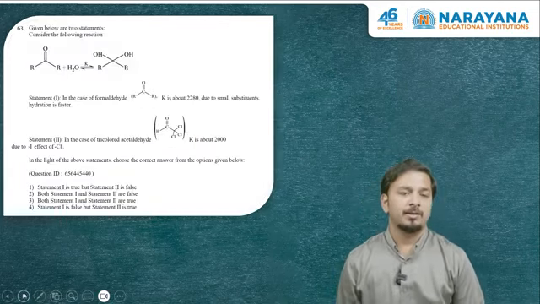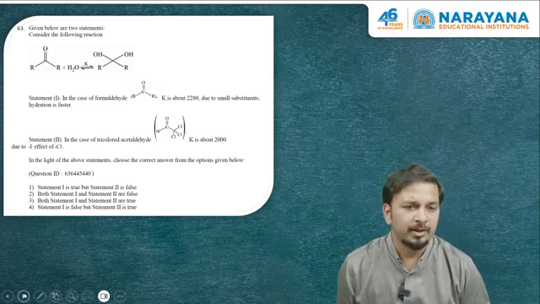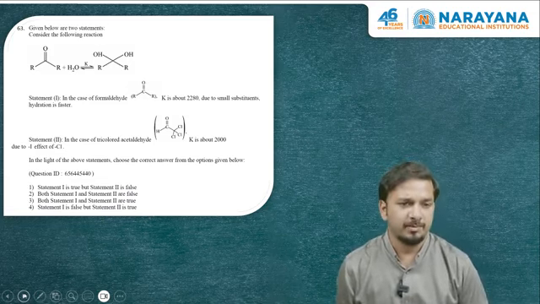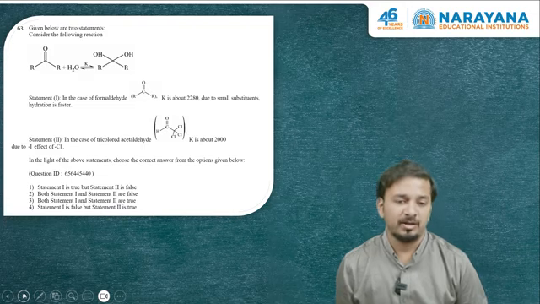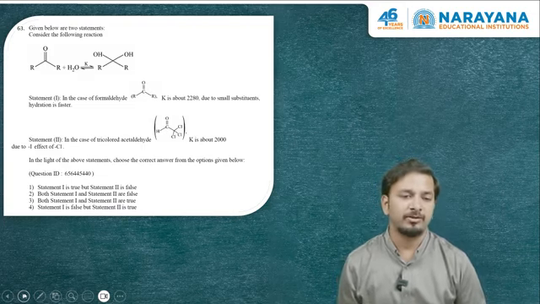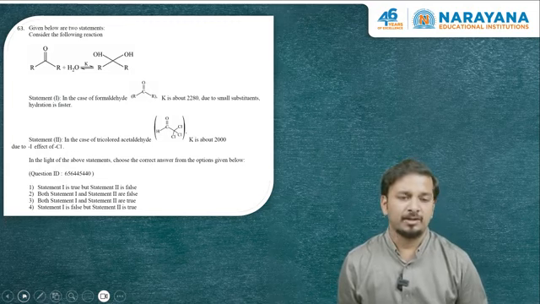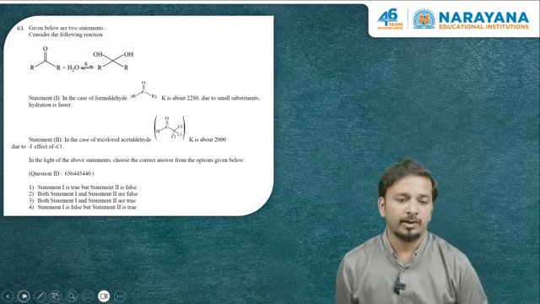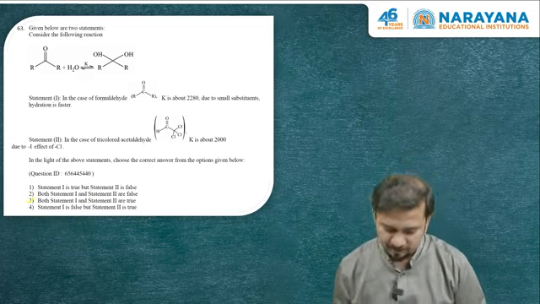Moving to next question. They have given two statements again. Consider the following reaction. Ketone plus H2O is given. Statement 1 is, in the case of formaldehyde, K is about 2280. Due to small substituents, hydration is faster. This statement is absolutely correct because of a small size, less hindrance, rate will be more. Statement 2, in case of trichloro aldehyde, K is about 2000 due to minus I effect of Cl. That is also correct. Cl is electron withdrawing group, because of that the reactivity will increase. So, both statements are correct. So, correct answer for this is option number 3.